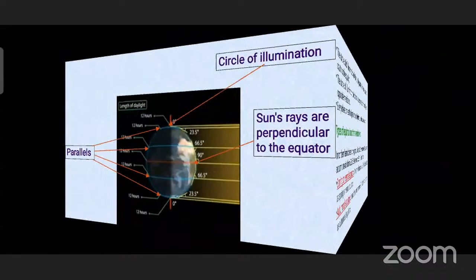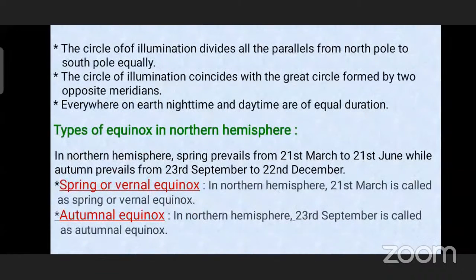Miss, how do the sun rays occur perpendicular? Because the North Pole and South Pole are at an equal distance and the sun is direct. The sun's rays fall directly on the equator, no? So because of that, what happened? The sun's rays and equator form 90-degree angle.